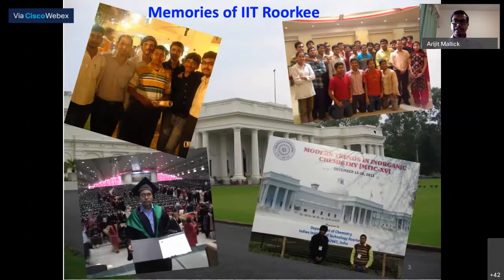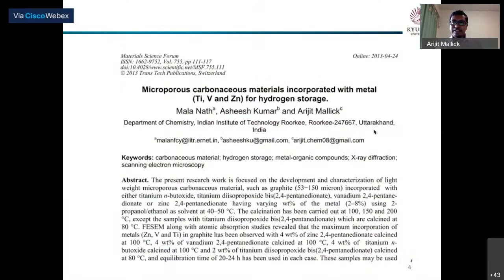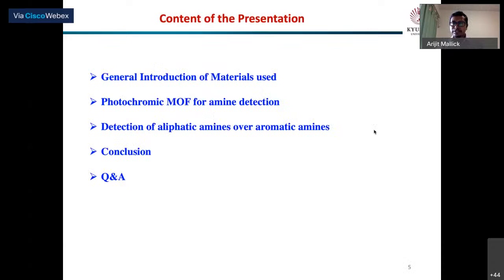And my research journey started from IIT Roorkee. I did my project work with Professor Malanath Madam, and she encouraged me to do research on porous material and hydrogen storage and all these things. That came out as a publication as well. From there till now, I'm continuing research on porous materials. Today, I'll talk about the detection of amines.